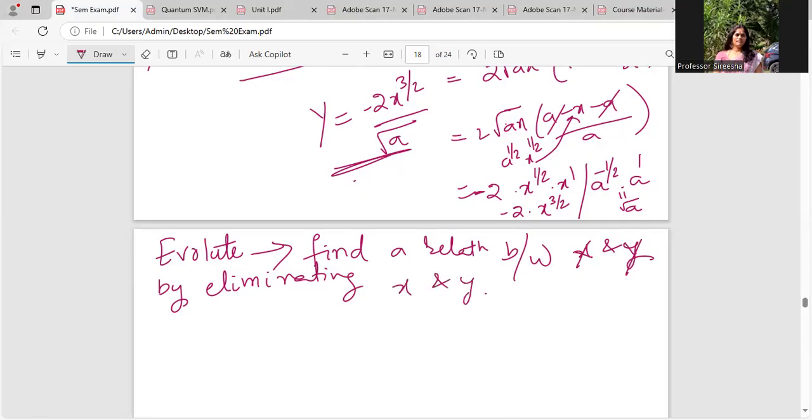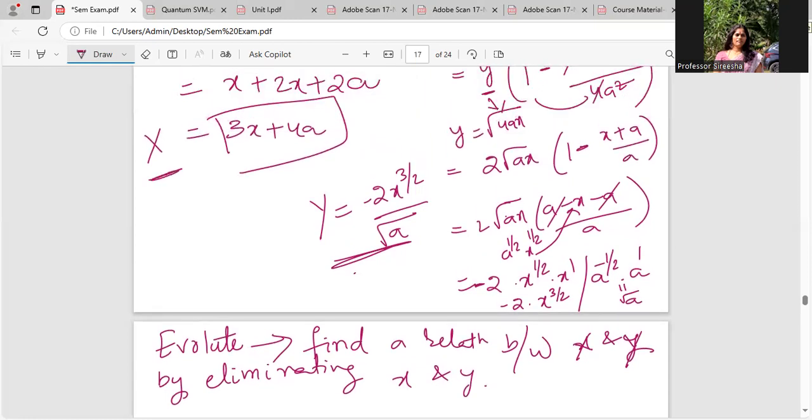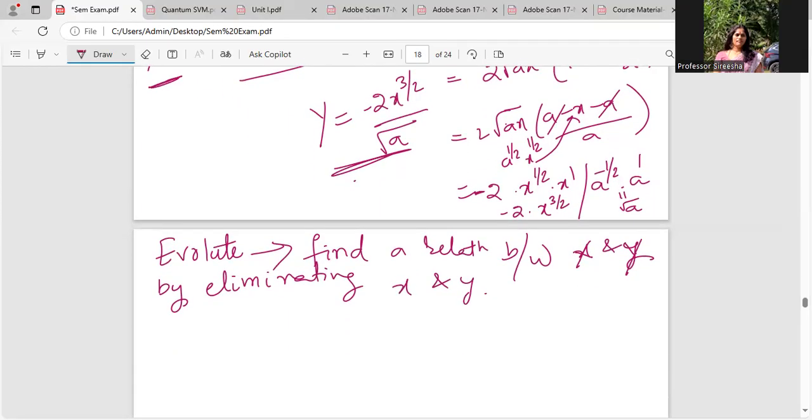How do we do that? I will show you in this problem where I have this capital X to be 3x plus 2a. I'm sorry, this is 2a, not 4a, okay? And then Y to be minus 2x power 3 by 2 by root a. There is no specific procedure, guys. You just go with your intuition or your own way to find the evolute. The basic idea behind how to find the evolute is, I'll be eliminating small x and small y and finding a relation between capital X and capital Y.